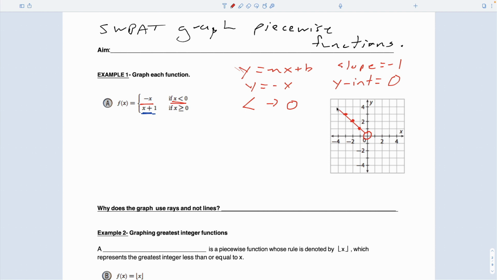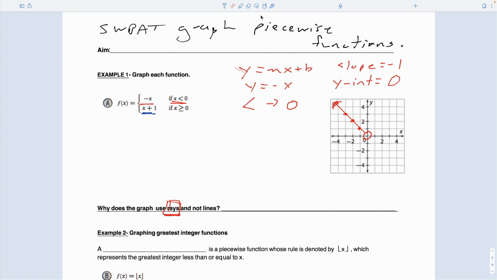This is your piecewise function. It is not a linear equation. It is different. It has a ray, not a line. If that blows your mind and just is like making you confused, this is your new introduction to this. You'll get more at it in Algebra 1 or Algebra 2. But this is how you graph that first part.